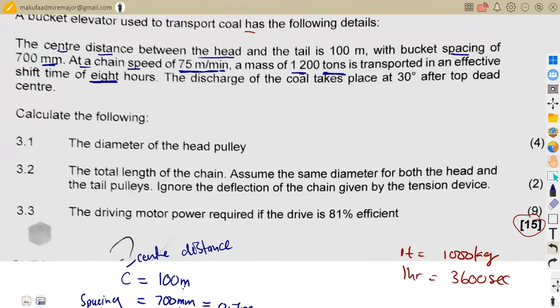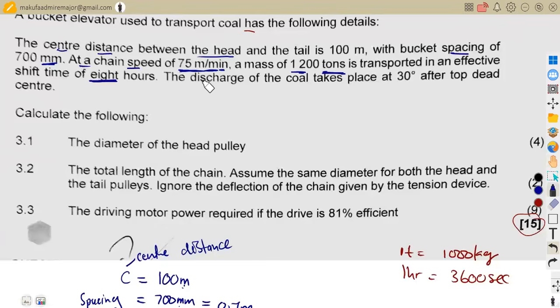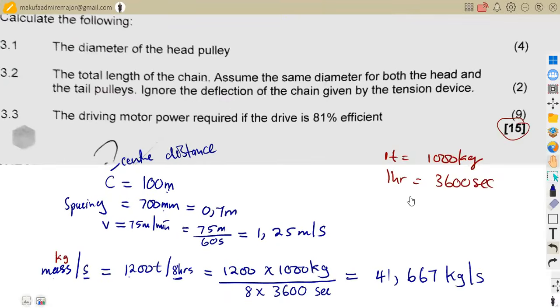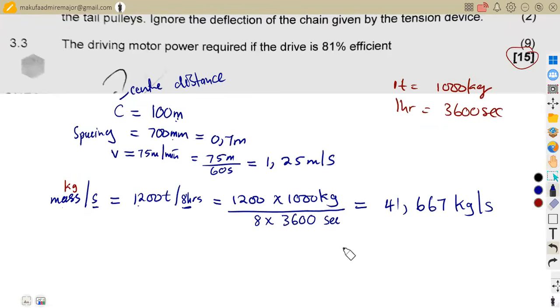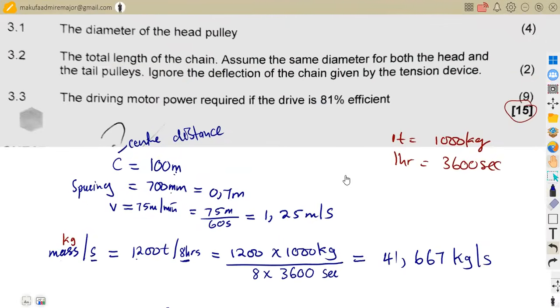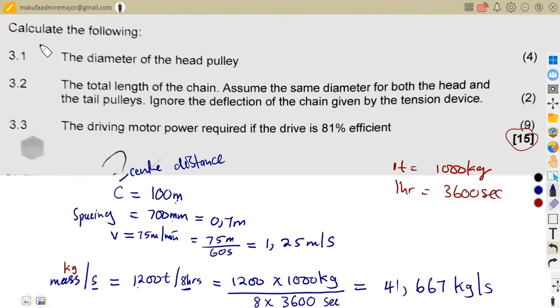And also we are given that the discharge of coal takes place at 30 degrees after the top dead center. So this is the discharge of coal, which is theta. So theta represents the discharge, which is 30 degrees in this case. All right. So let us see our question: calculate the following.